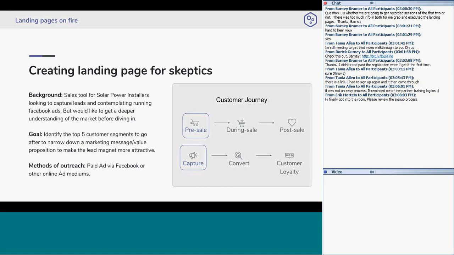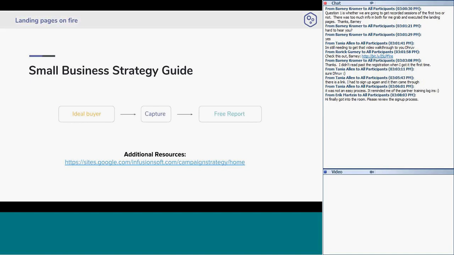And so as you can see in that gray box where it says customer journey on the screen, we will be focusing more on the pre-sale, which also translates to capturing new leads and then putting them into the during sale or the conversion of the lead, kind of a funnel, if I may. And so obviously, the business strategy over here is to find the ideal buyer, capture the lead, and then provide a free report to them.